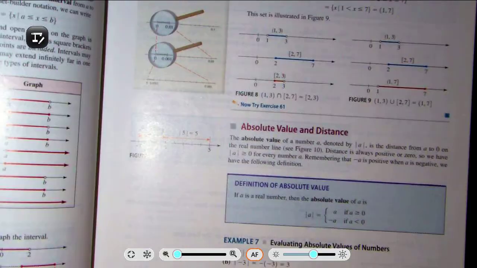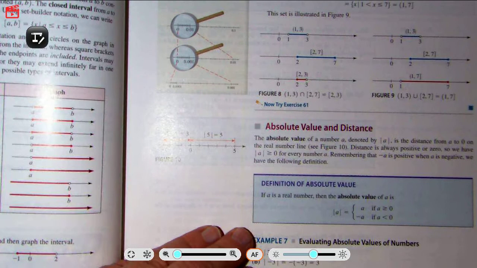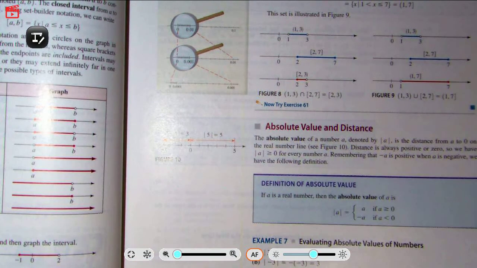You should be familiar with the absolute value function, being able to calculate what the absolute value of -7 is. So kind of walk through that.